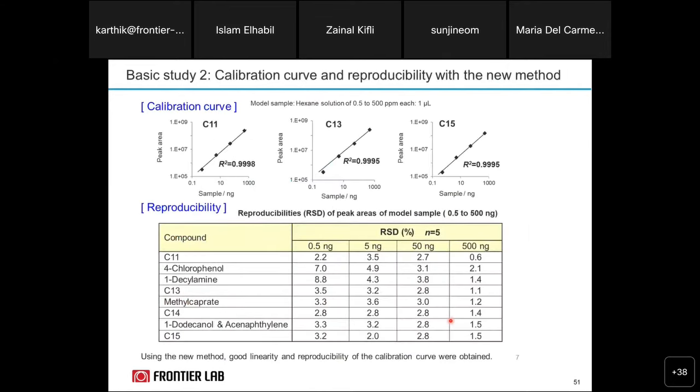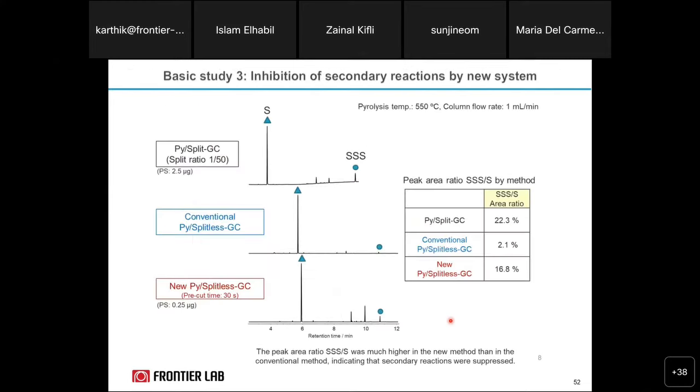We have further verified the linearity, because as I said, that was our objective also. We have verified the linearity and the reproducibility. So after we have done this first evaluation with the long chain hydrocarbon, then we have to test or evaluate with the polymer.